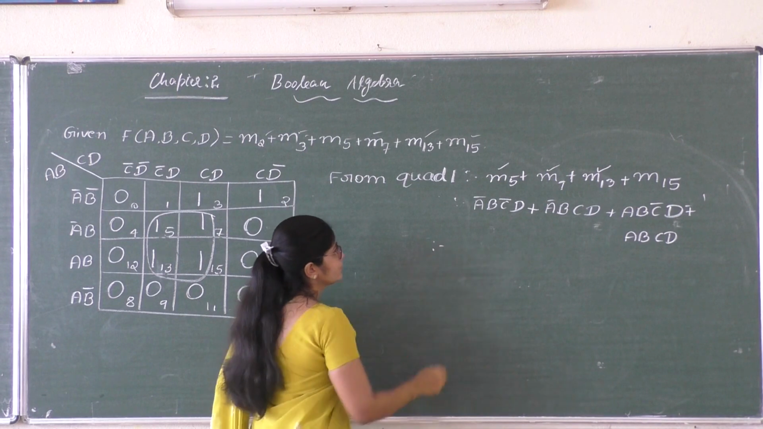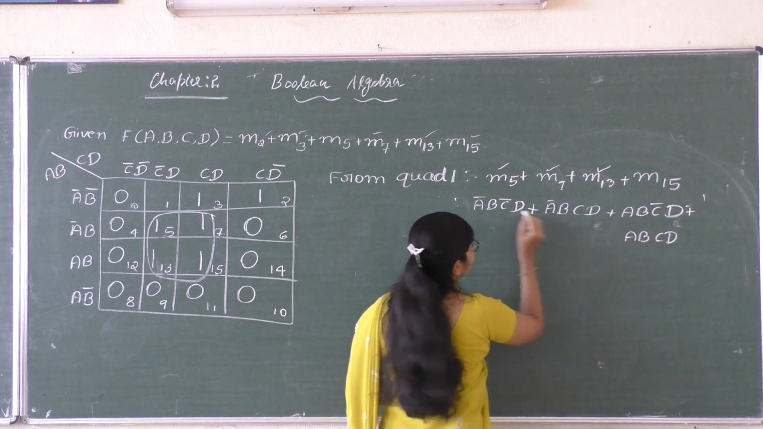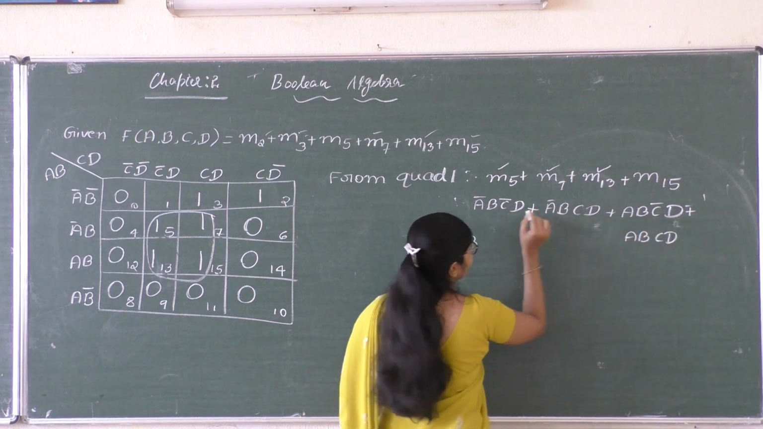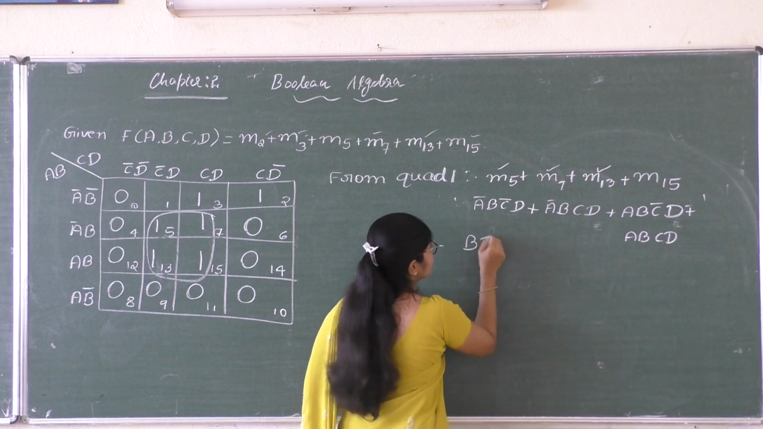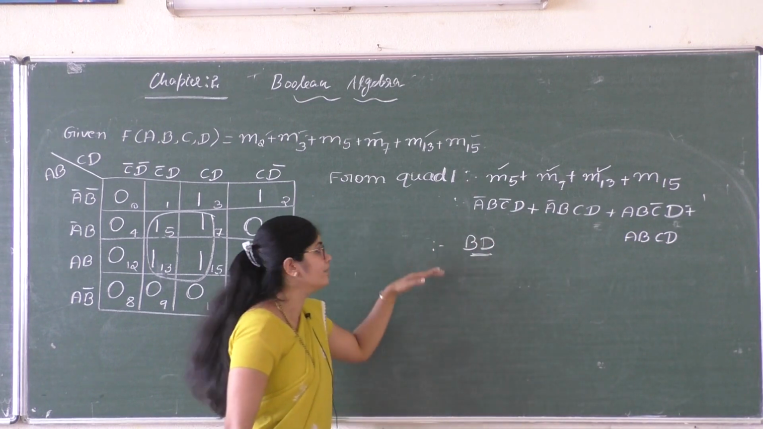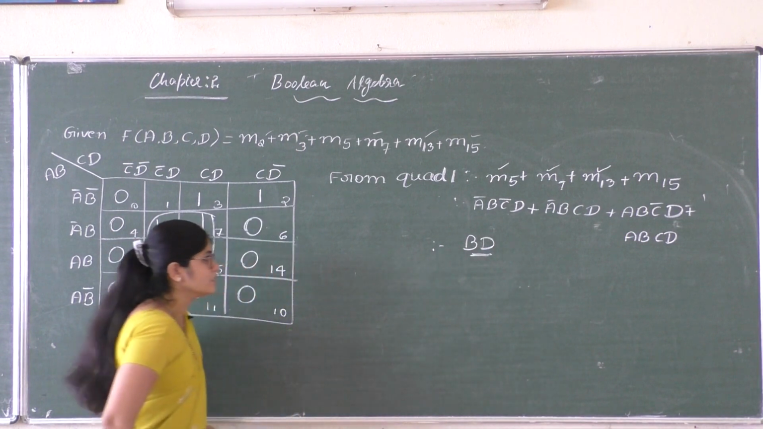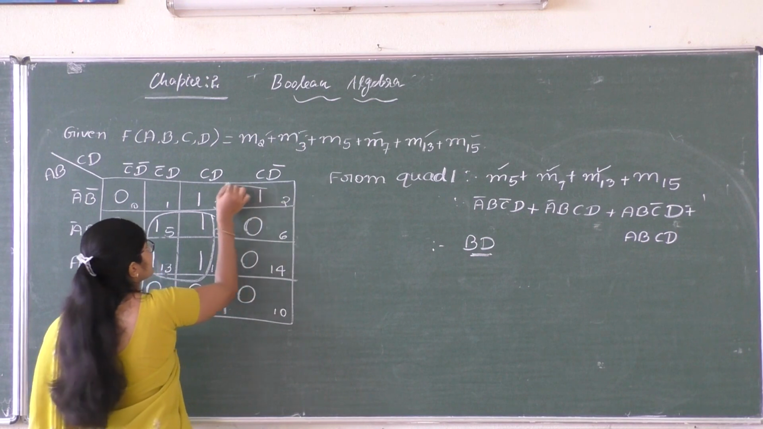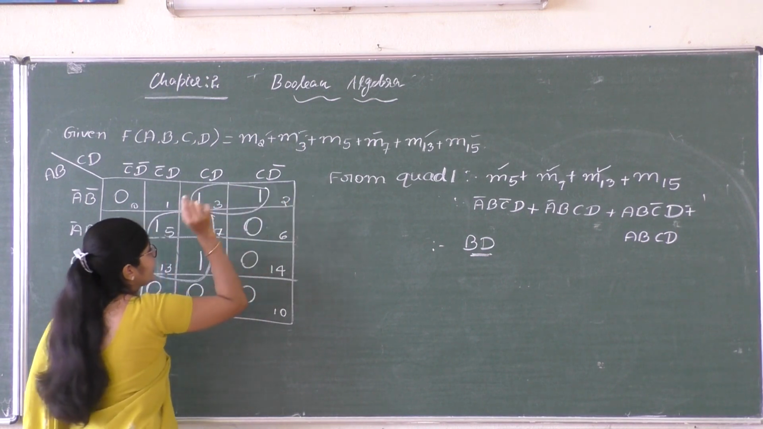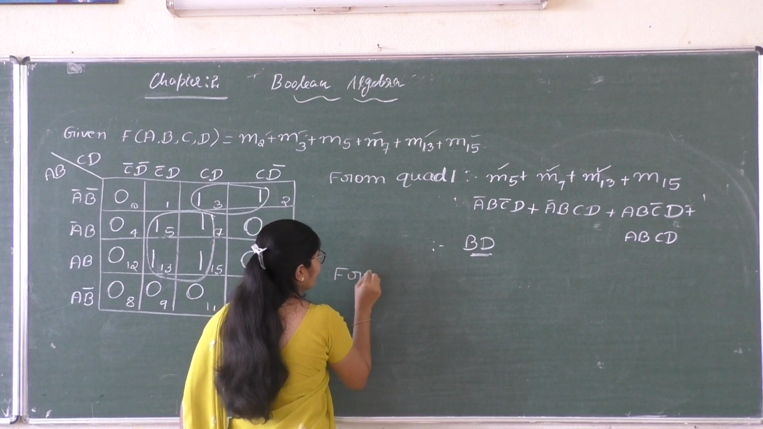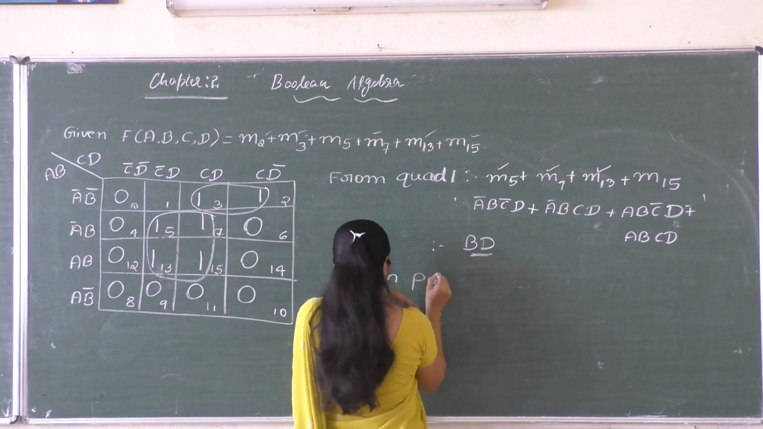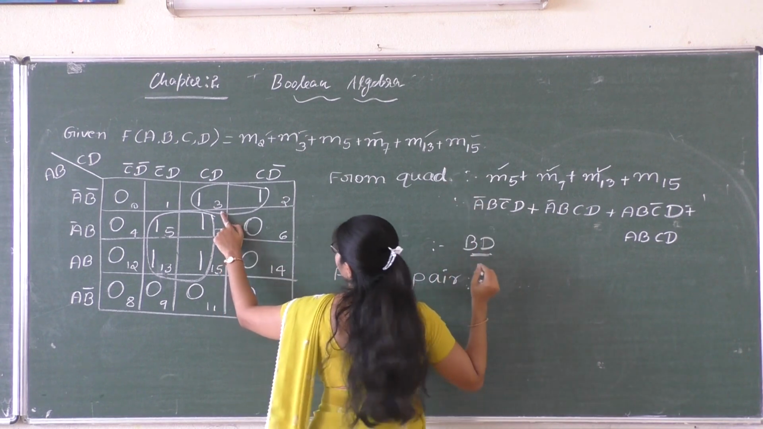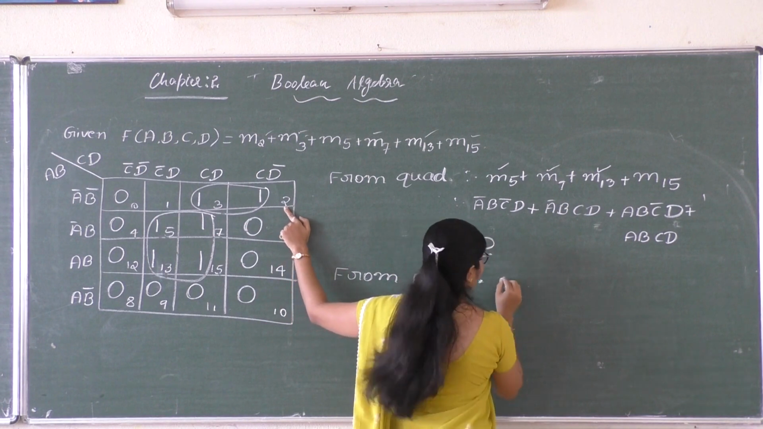Okay, now we shall write the common variables. A bar is not common. Next, B, yes, B is the common variable. Next, C bar is not common. D is a common variable. So from quad 1 we got the minterm B D. Next, search for pairs in the K-map. Yes, here we got a pair, that is by using the third square and second square.